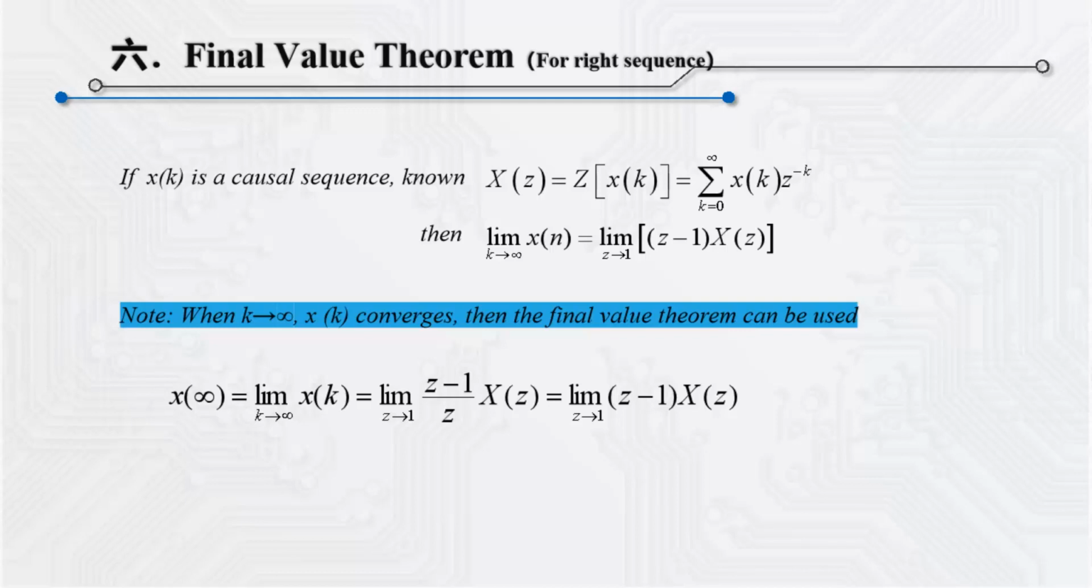Then, it should be noted that in the time domain, when k tends to infinity, only when the original sequence x of k converges can the final value theorem be used. Then, how do we determine whether the final value theorem is applicable for x of z? We need to judge based on the limit where z tends to 1. In most cases, the final value theorem is expressed as this corresponding expression. We need to find the limit where z tends to 1.